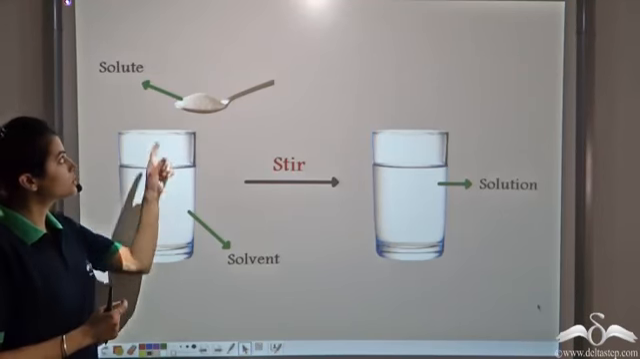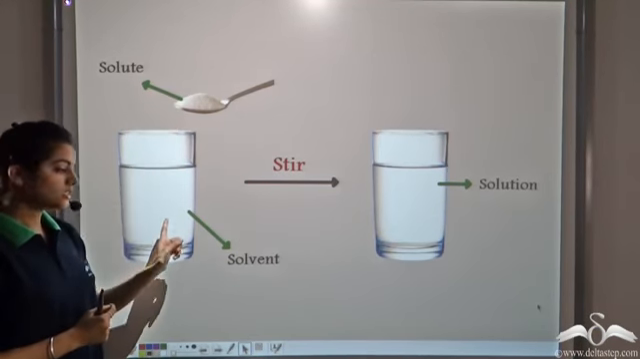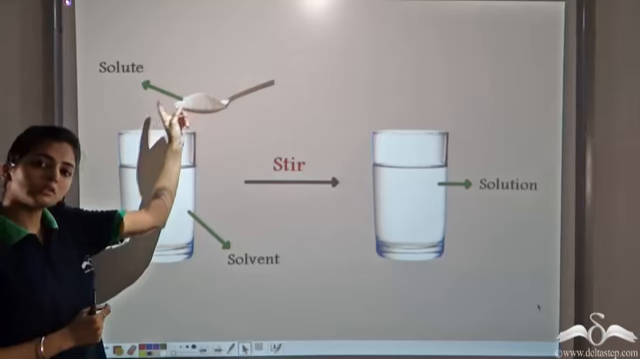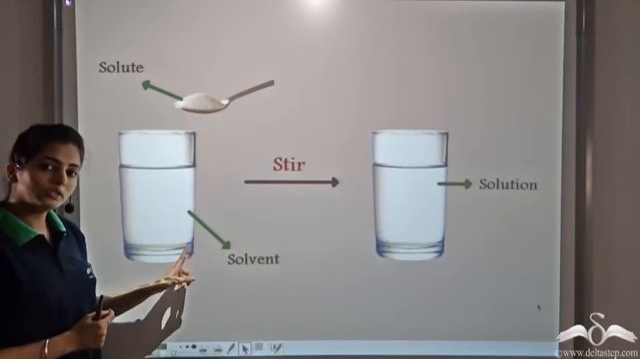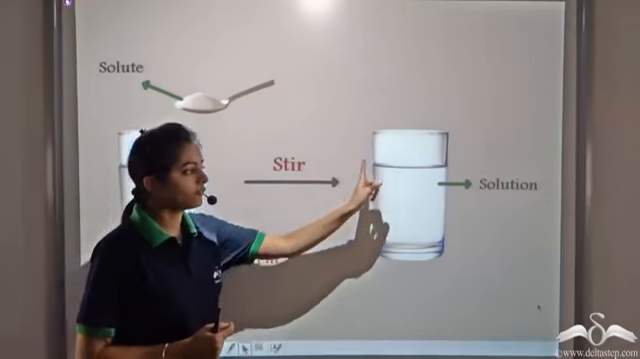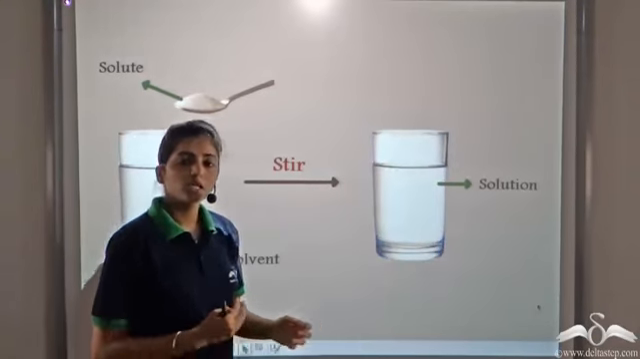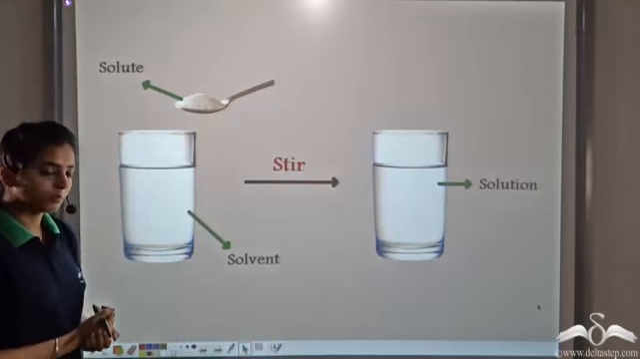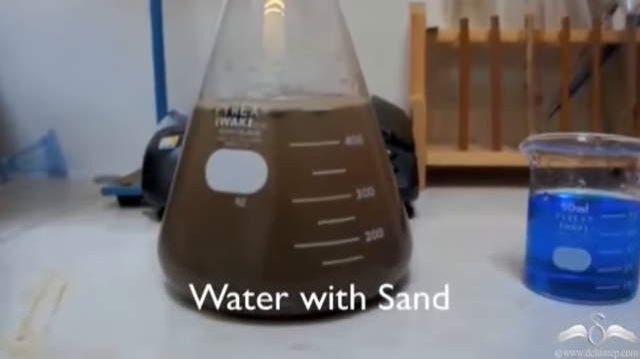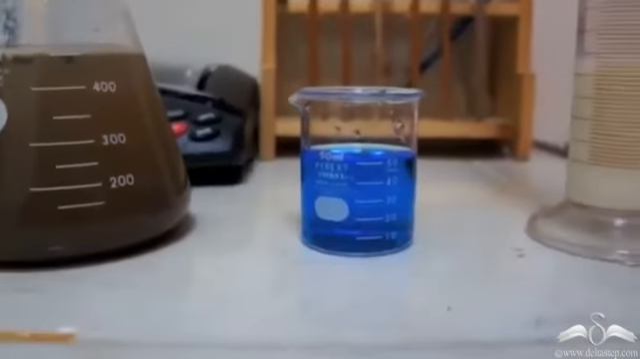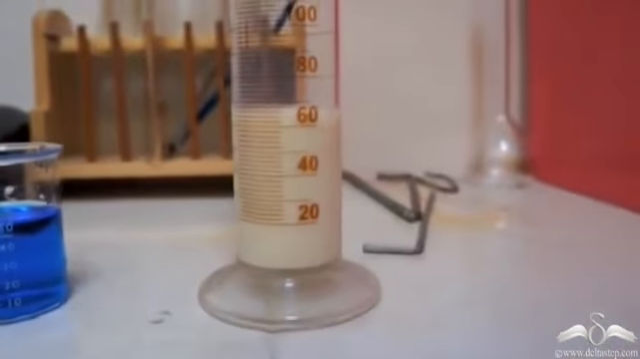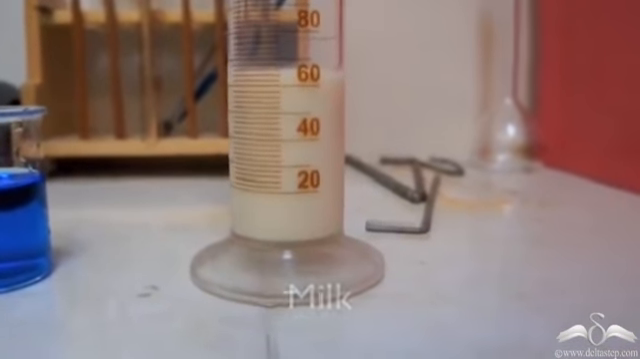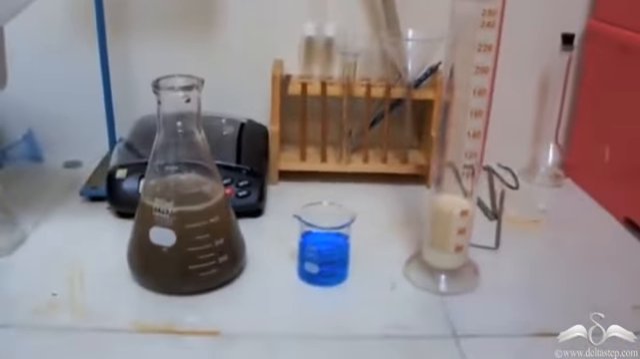When we dissolve a solute in a solvent, that is, if we add salt to water, salt is the solute, water is the solvent, and we stir it, we get the final solution. So there are different types of solutions which are possible. We have sand dissolved in water, we have aqueous copper sulfate solution, and milk. These are the three different kinds of solutions, and we'll filter them now.